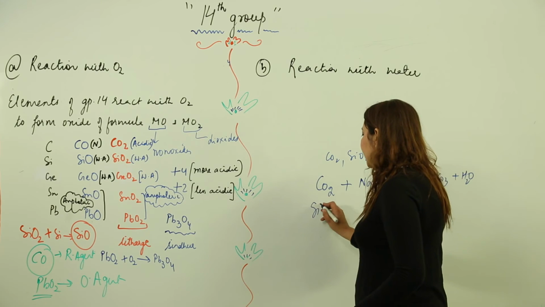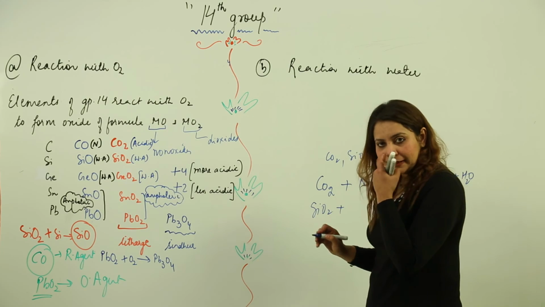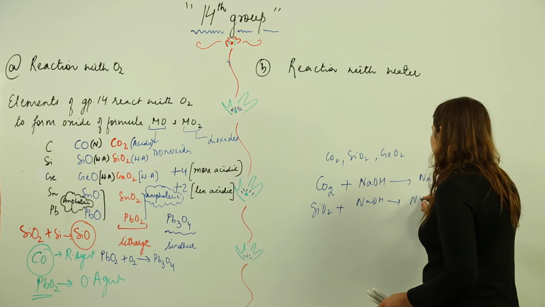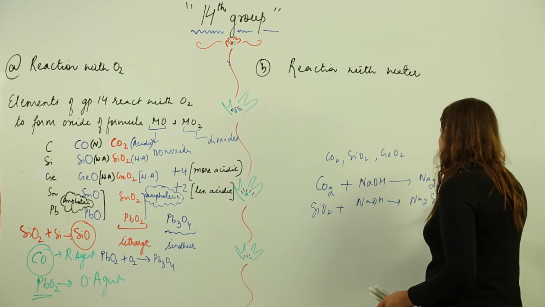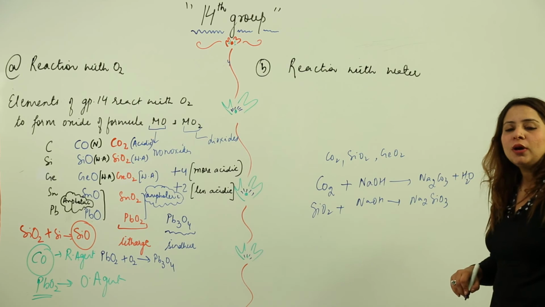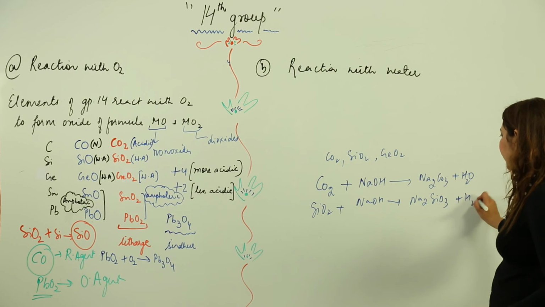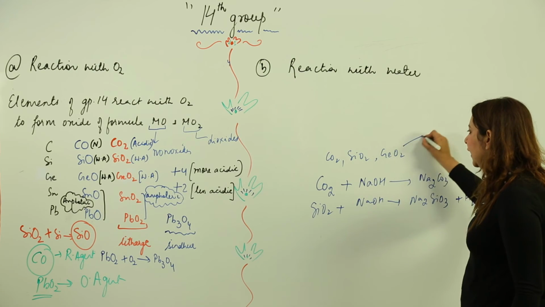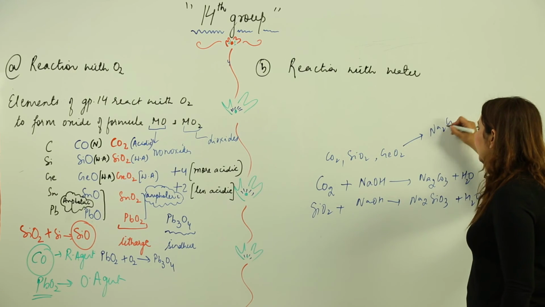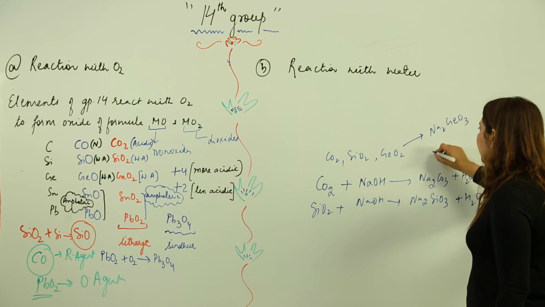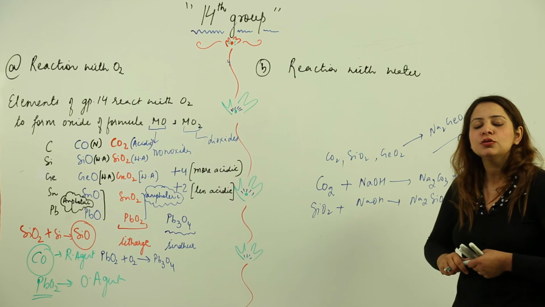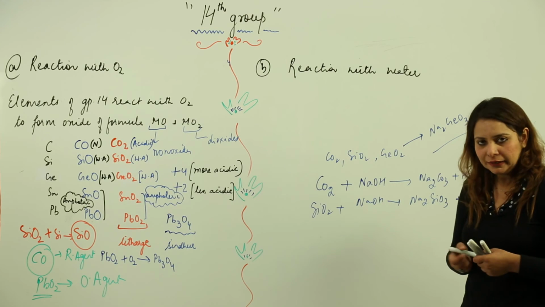Likewise, if you have silicon dioxide, we know that it is again acidic. We can react it with NaOH and it will form sodium silicate, that is Na2SiO3, along with water. The same thing you will do for germanium dioxide and you are going to get Na2GeO3, that is sodium germanate. So these kinds of reactions you can use in order to show that they are acidic in nature.